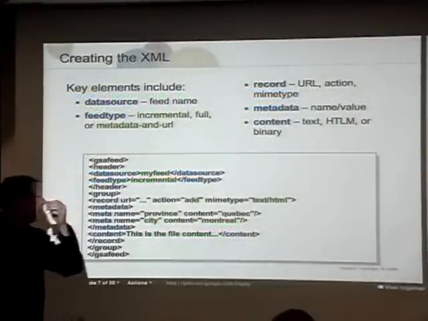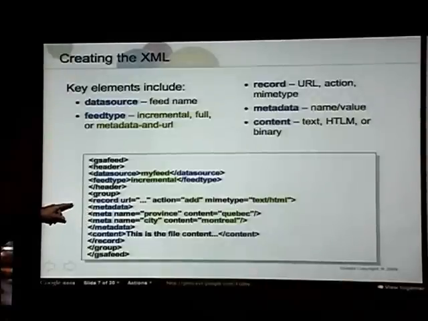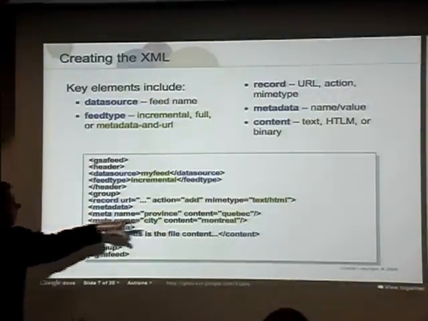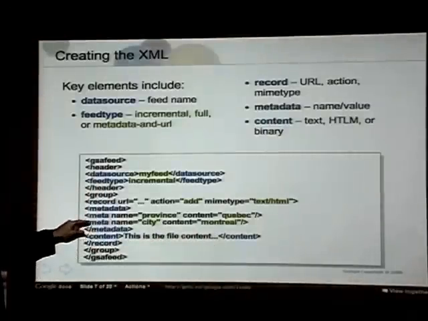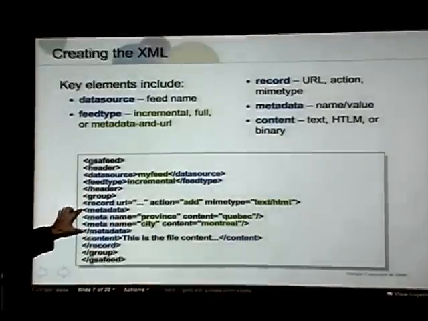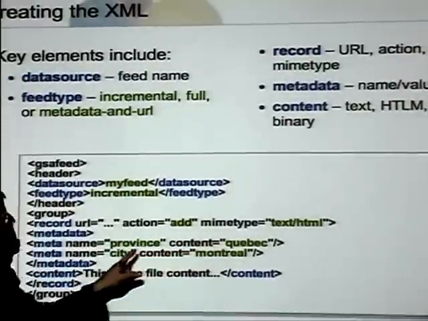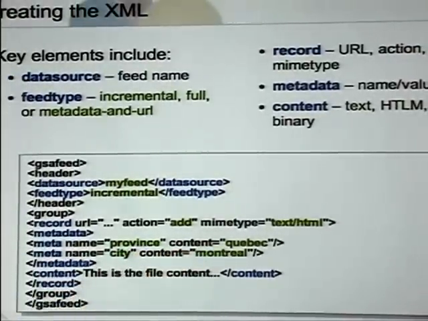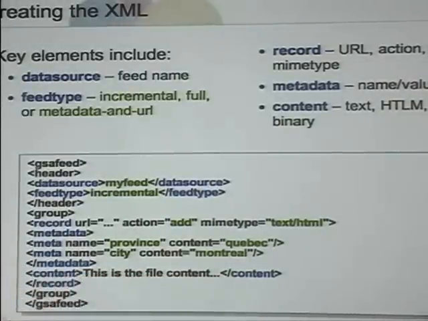And its MIME type. MIME type is important so that the search appliance knows how to convert that document. In this case, we're sending an HTML document. And this should have been HTML content. We'll see an example of HTML in a minute. Here's the metadata block with its name and value. So this document has province of Quebec and city of Montreal. And here's the content. Inside this content tag, here's where you specify either text, HTML, or binary.